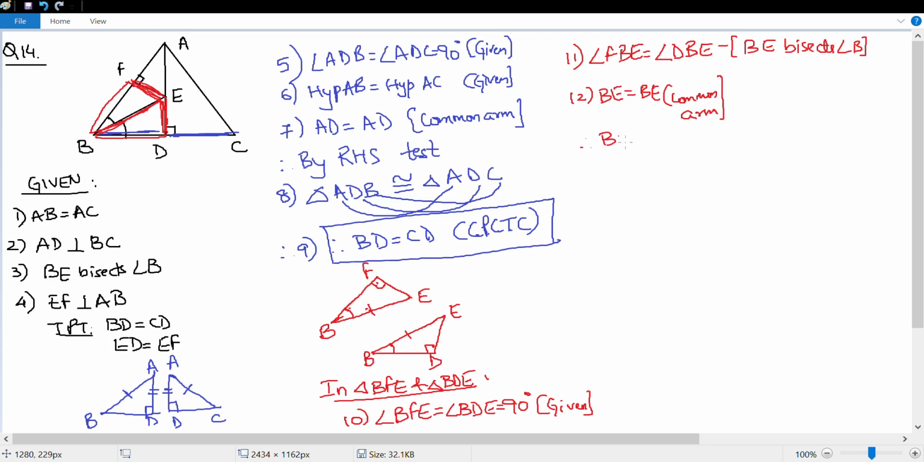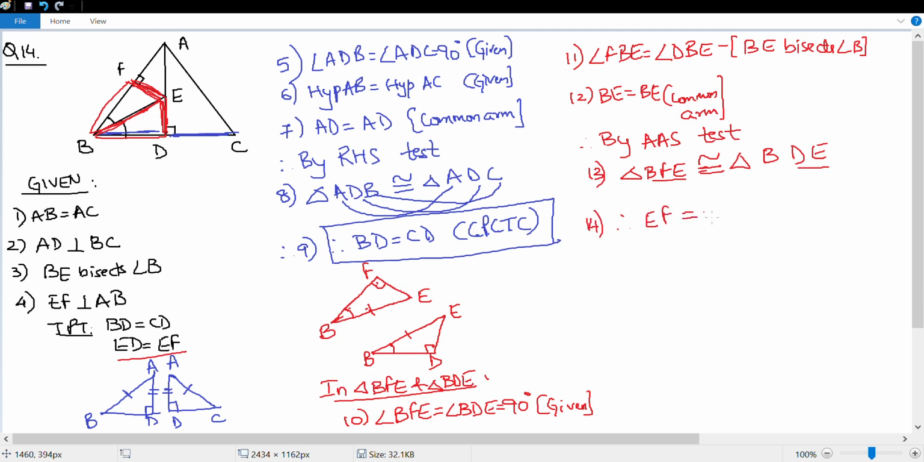Therefore, by the angle-side test, triangle BFE is congruent to triangle BDE, where B corresponds to B, F, the 90-degree angle, corresponds to D, and E corresponds to E. So this is my point number 13. What they want me to prove is ED and EF, which are parts of these triangles. Therefore, that will be number 14.